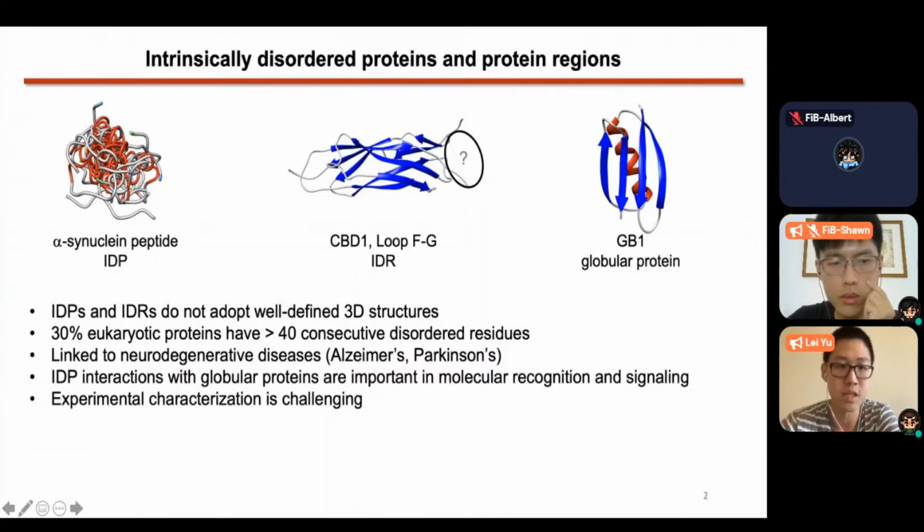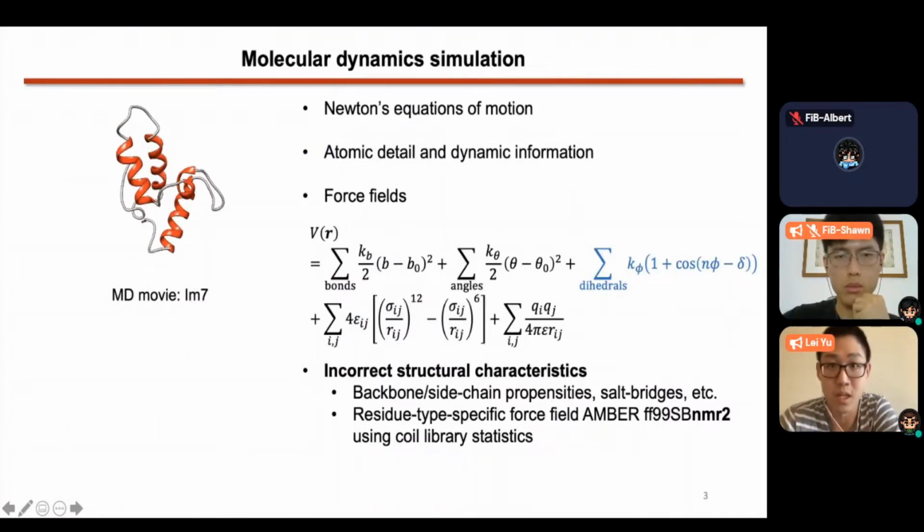More than 30% of eukaryotic proteins have more than 40 consecutive disordered residues, and they are linked to neurodegenerative diseases such as Alzheimer's and Parkinson's. And the interactions with globular proteins are important in molecular signaling and so on. But because they are unstructured in nature, the experimental characterization is very challenging. So this is where molecular dynamics simulation comes in.